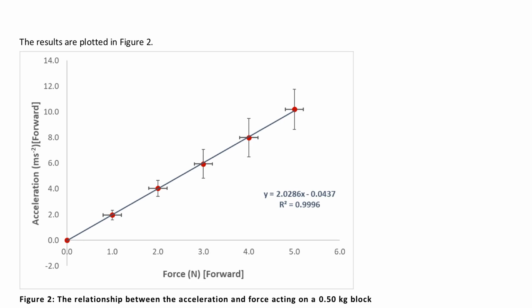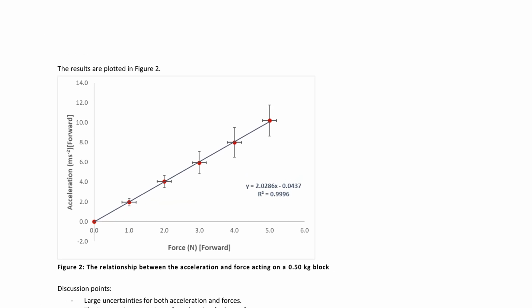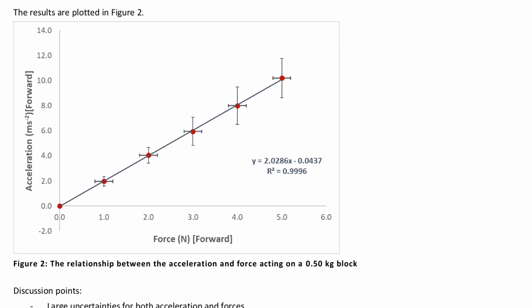Once I have all the data, I'm going to plot them, and let's look at our plot. So first of all, the results are plotted in figure 2. That's beautiful. All the information is there, and then I have figure 2 here. Figures are usually labeled below the figure, and tables are usually labeled above the figure. Note that this figure is the relationship between acceleration and force acting on a 0.5 kilogram block.